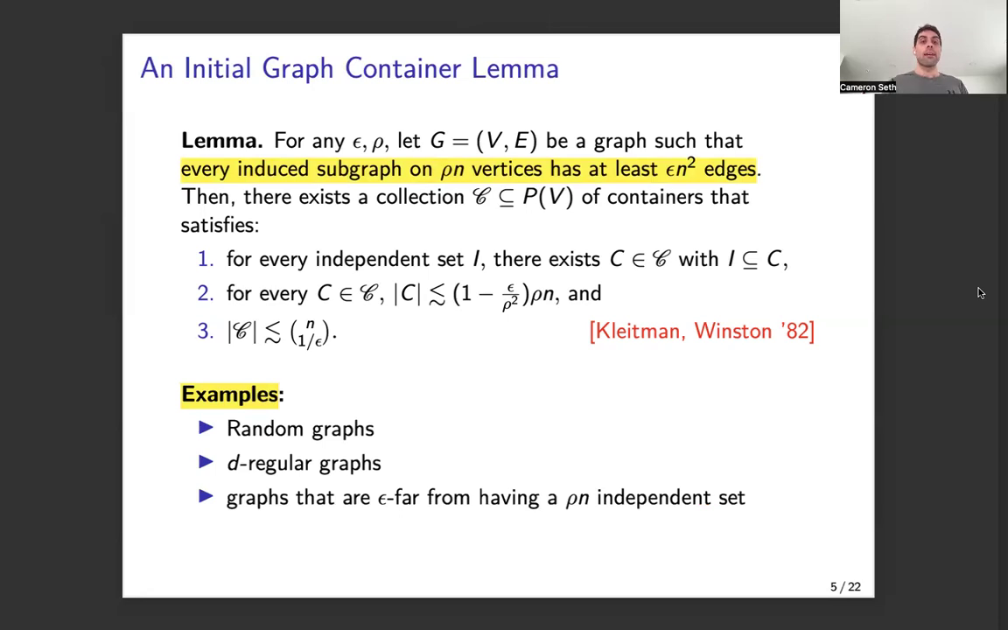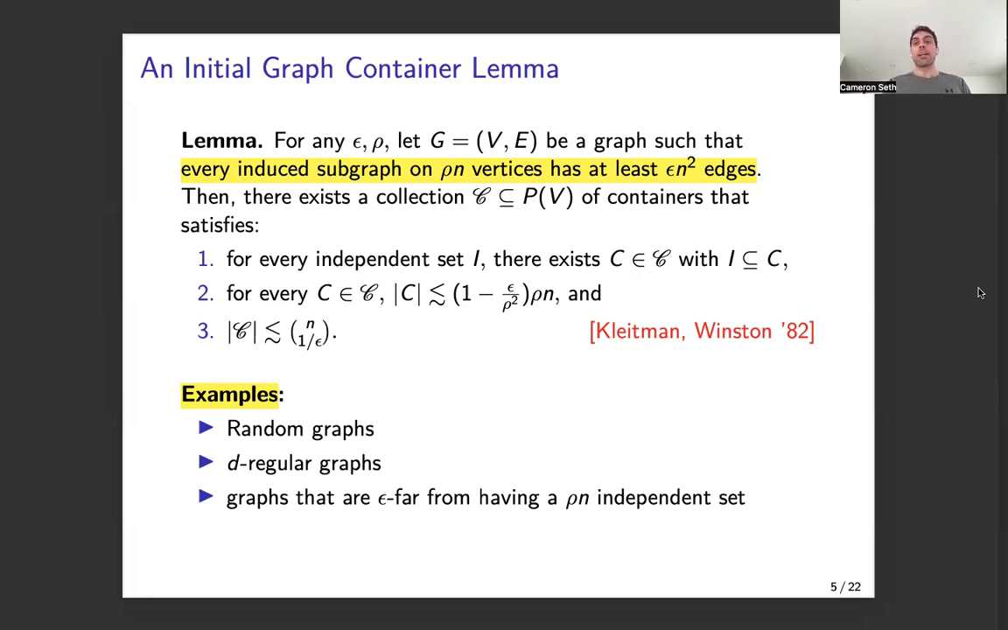And so this condition here, every induced subgraph on rho n vertices has at least epsilon n squared edges. What are some examples of graphs that satisfy this? Well, random graphs. Any induced subgraph of a random graph has a sufficiently high number of edges. It can also be shown that this is true for D-regular graphs. And in fact, this is one of the very common applications of the container lemma. And in our case, it turns out this condition is exactly what it means to be epsilon far from having a rho n independent set. I'll talk about this a little bit later.